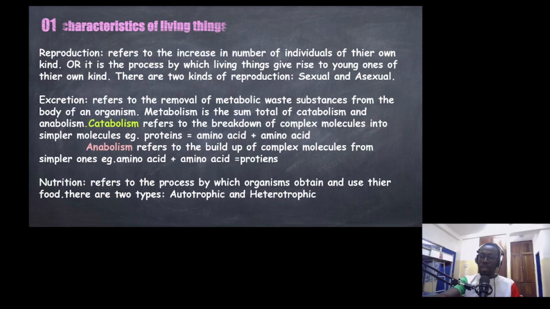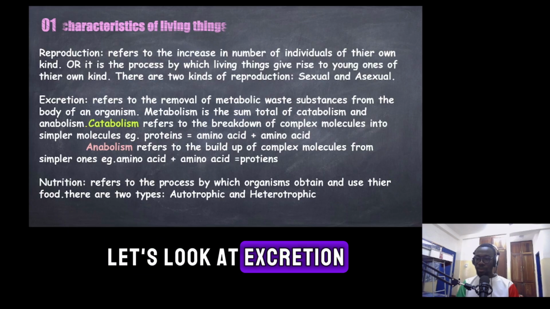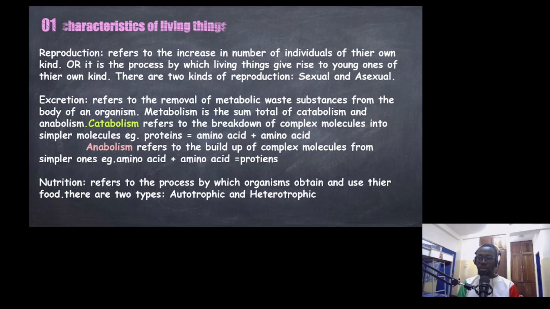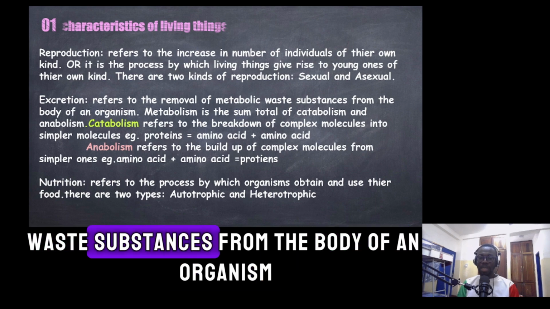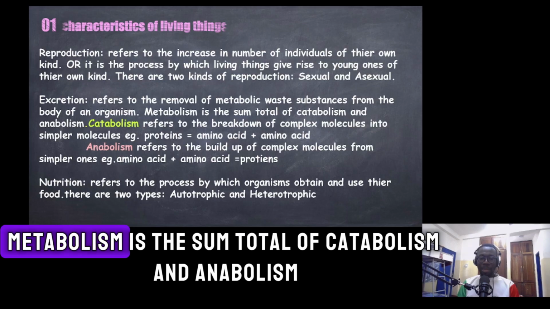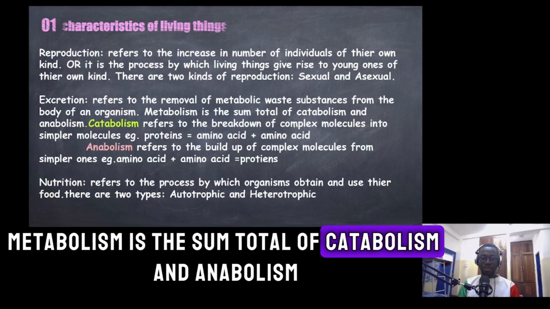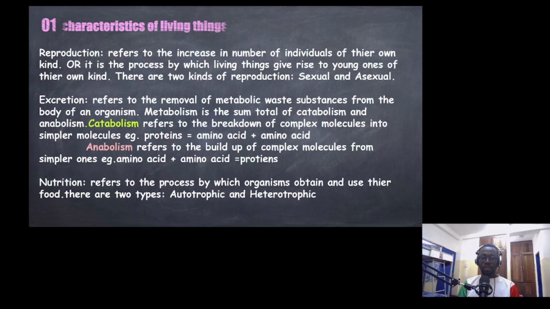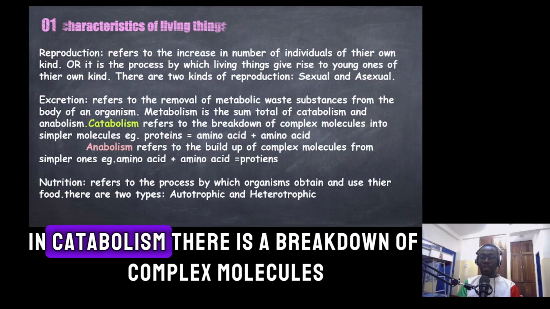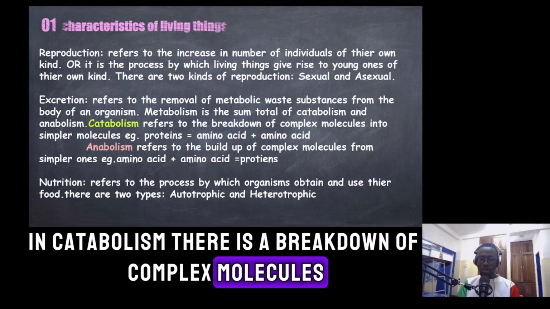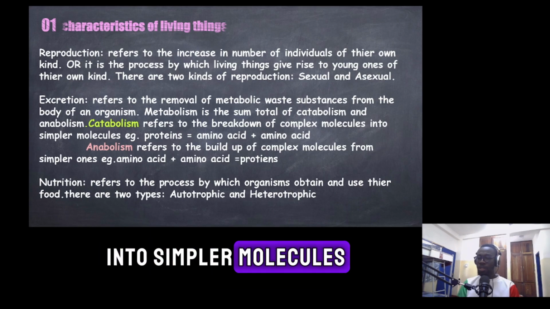Okay. So let's look at excretion. Excretion refers to the removal of metabolic waste substances from the body of an organism. Metabolism is the sum total of catabolism and anabolism. So let's define catabolism. In catabolism, there is a breakdown of complex molecules into simpler molecules.